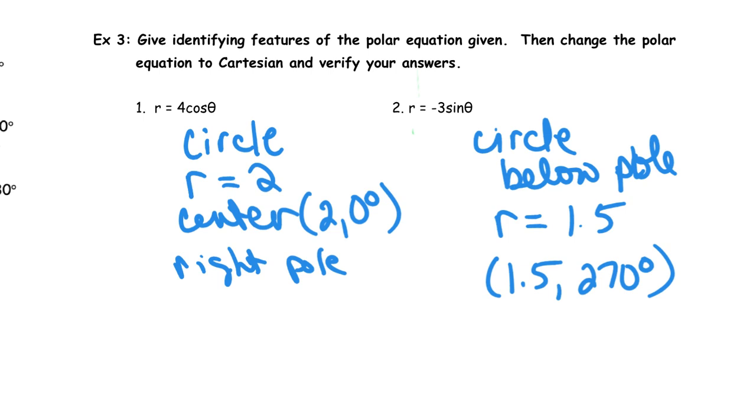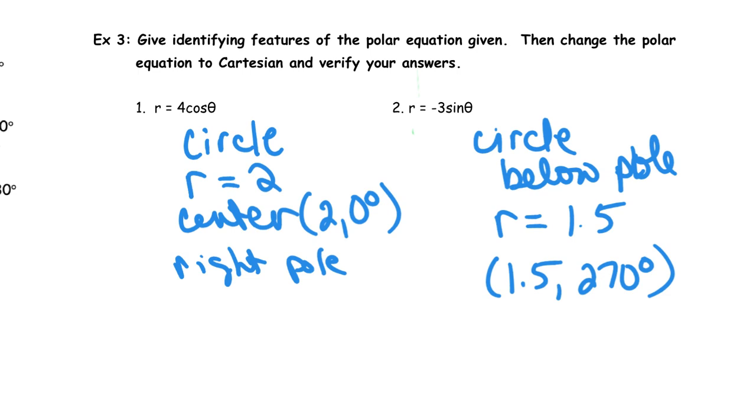We did those with symmetry. Would it be negative 1.5? Would the radius be negative 1.5? No, because the radius is always going to be a length. Therefore, it'll be positive. So it doesn't matter.